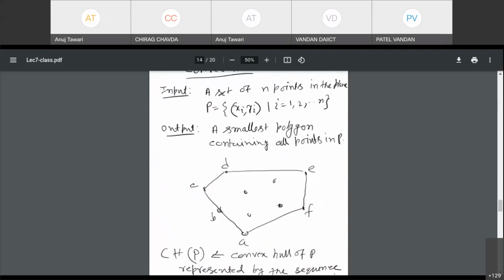We want to use divide and conquer to solve this problem. We divide the set of points into two different sets, draw some line through the center, and consider the median of these points according to x coordinate. Then you have two sets of points, S1 and S2. You compute the convex hull of points in this set and the convex hull of points in this set, and then you want to merge these two convex hulls to get a new convex hull, a polygon which contains all these points.